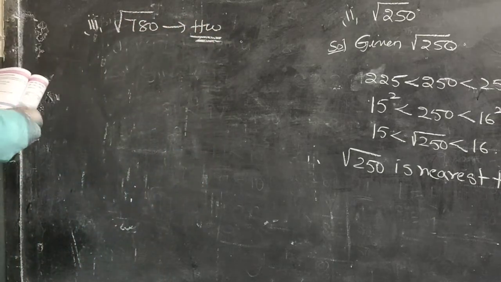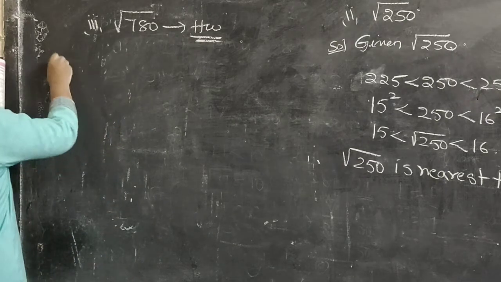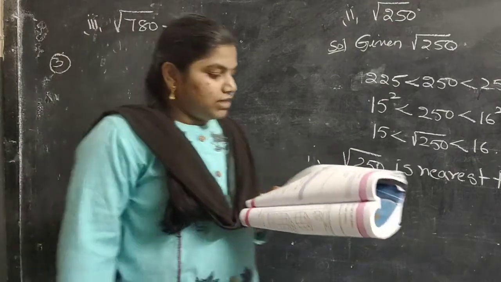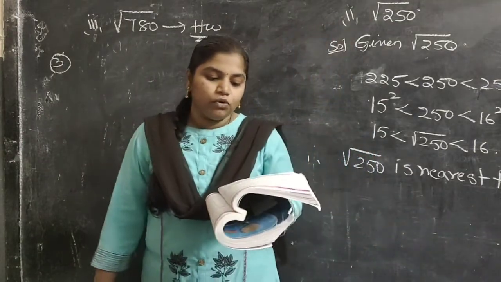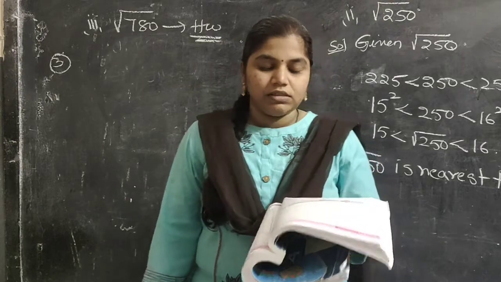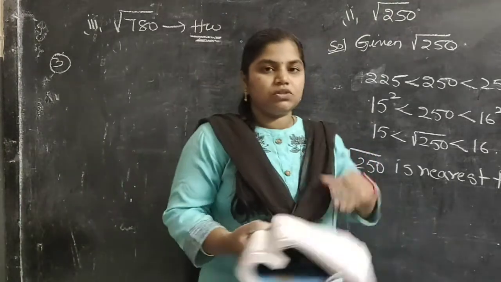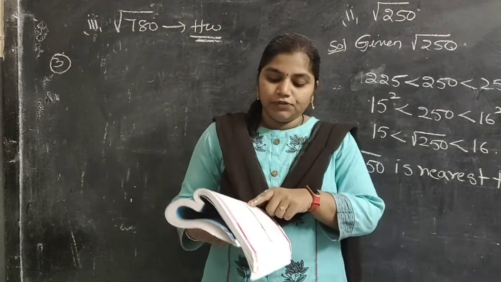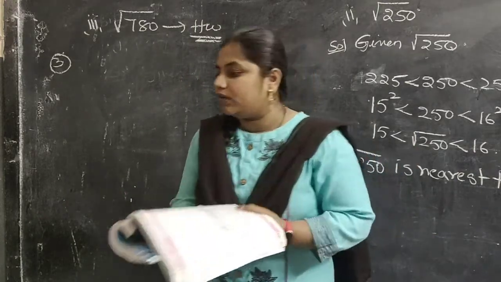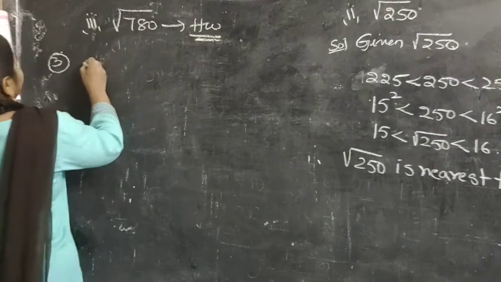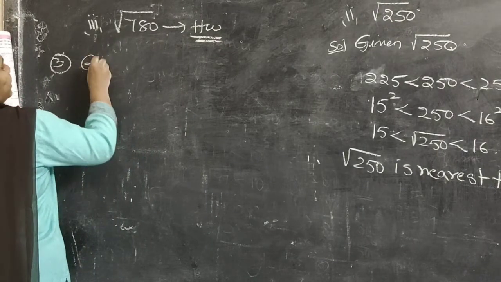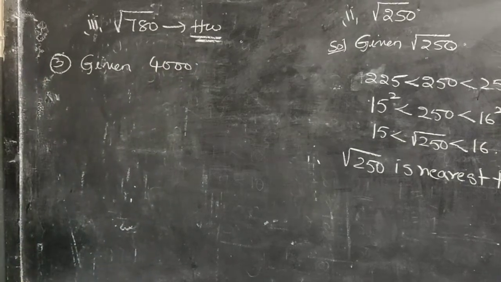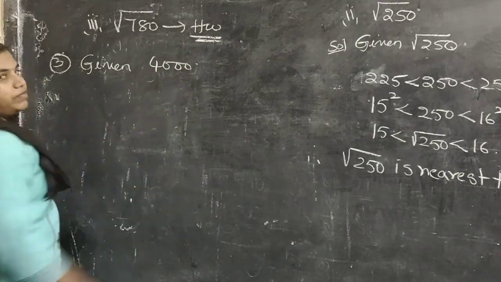Next is third question. Find the least number that should be subtracted from 4000 to make it a perfect square. So this 4000 is not a perfect square. We have to find which number to subtract from this 4000 to make it a perfect square. Here they have given 4000.